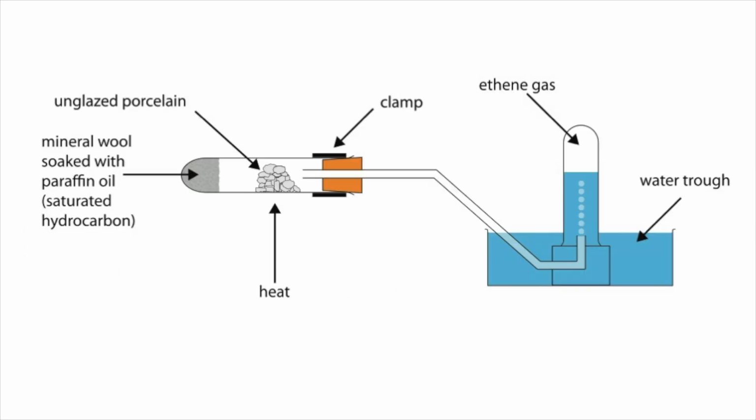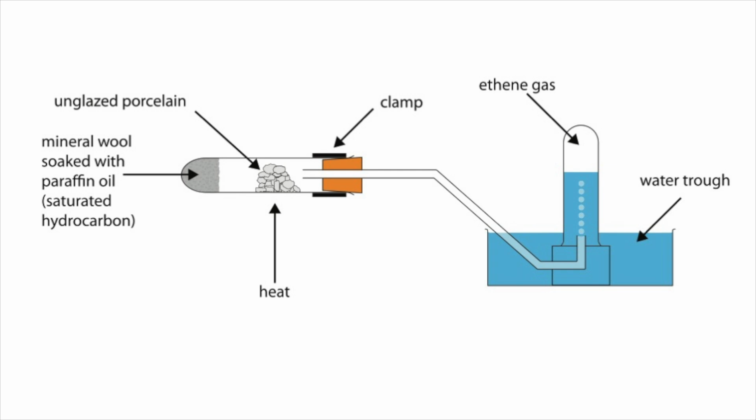This slide shows the apparatus you would use to carry out a cracking experiment in the laboratory. I would have a boiling tube, and in the boiling tube I would put some mineral wool soaked with the long hydrocarbon that I was going to crack. For example, I could be cracking paraffin here, which is a saturated hydrocarbon fraction, a long chain molecule. And in my boiling tube I would have a catalyst, which could be things like a piece of porcelain or aluminium oxide, which acts as a catalyst.